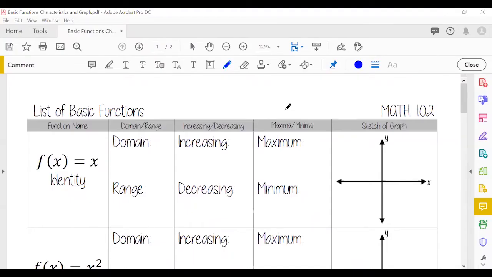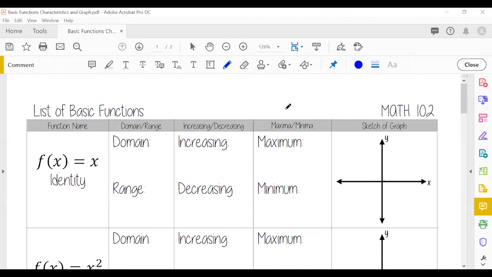Hi there, so I'd like to fill in this list of basic functions handout with you. Again, you're welcome to print this handout or maybe make a similar one by hand, whatever works best for you, but it is available to you. And so these are functions that you should be more or less familiar with as we move throughout the rest of the semester. We'll be referencing them, and you should have an idea of what their graphs look like.